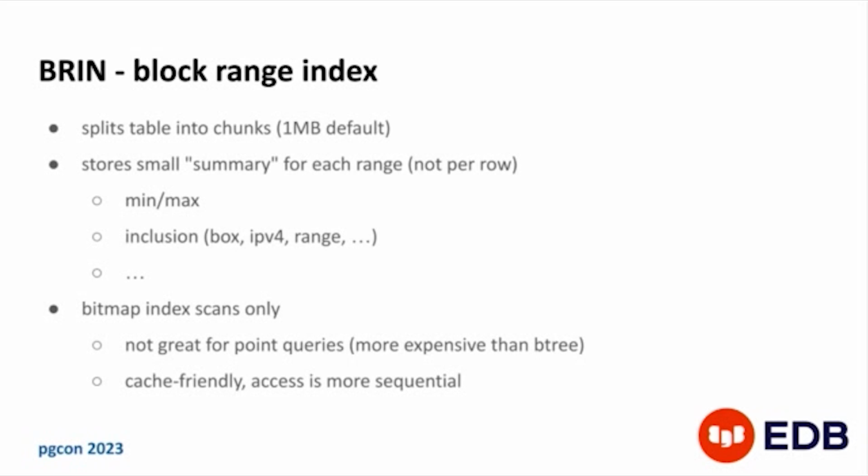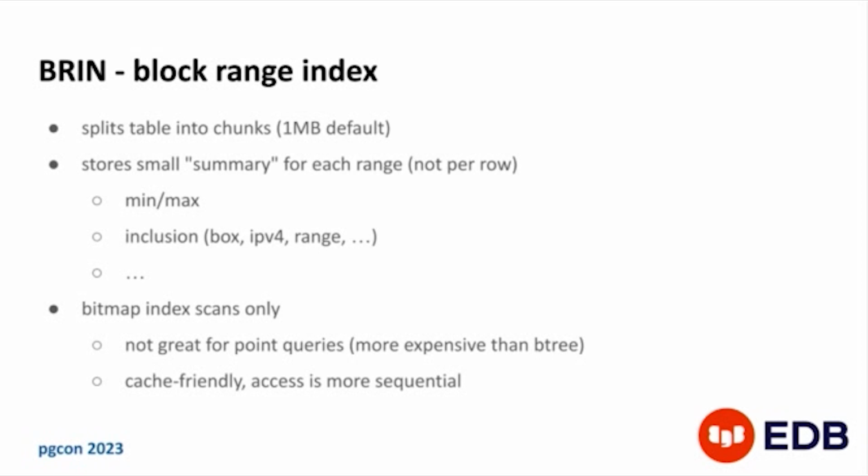Block indexes, or BRIN indexes, are a completely different type of animal. They do not have the one-to-one mapping between rows and index entries. Instead, they split the table into smaller chunks, like 1 megabyte chunks by default, and they have some sort of summary for each of those ranges.